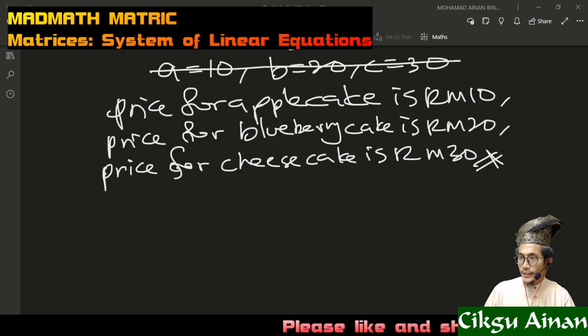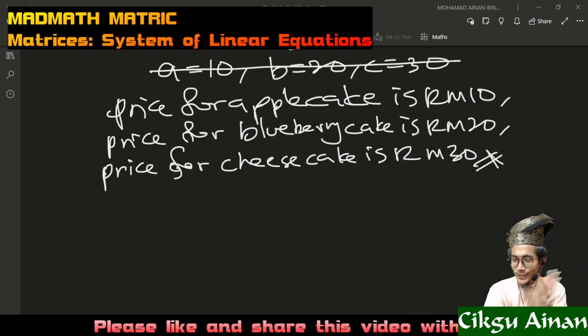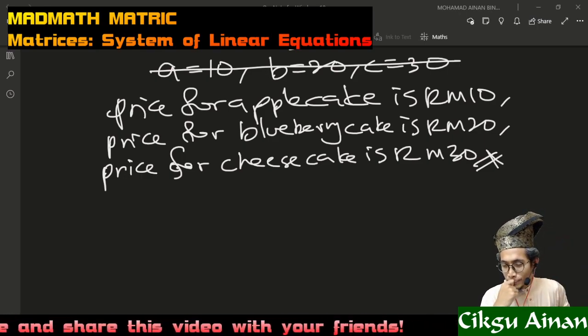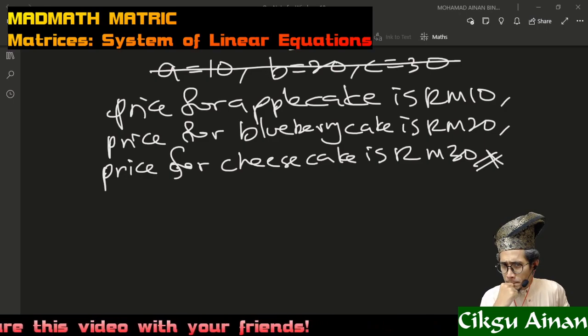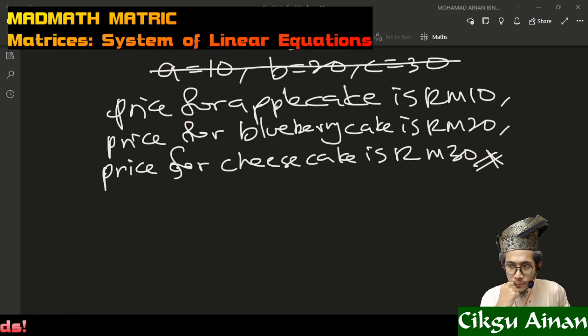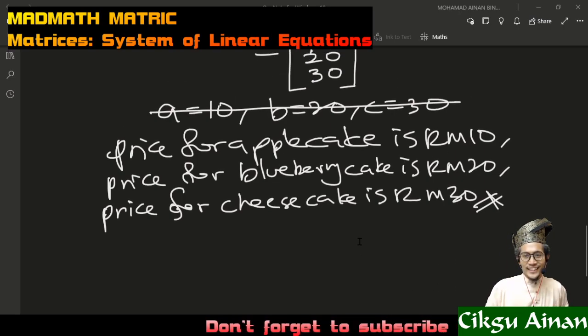Sir, nak tanya. Yes, boleh. Tadi kan dekat atas tu kita dah classifykan yang A tu untuk apple cake, B untuk blueberry cake. Kalau macam dekat bawah sekali tu, kalau kita buat A sama dengan 10, semua tu sama kan? Tak boleh. Dekat atas tu dah cakap A tu apa.